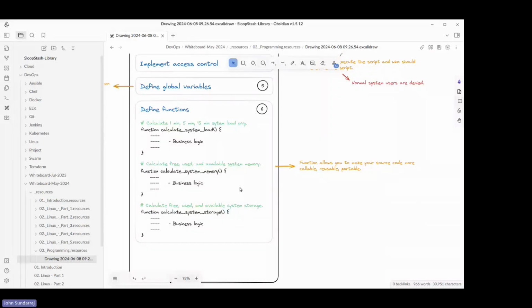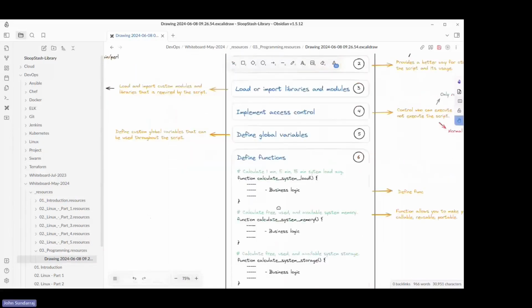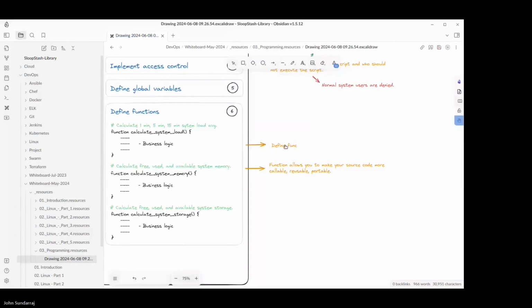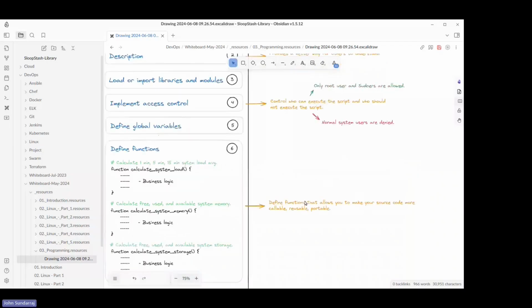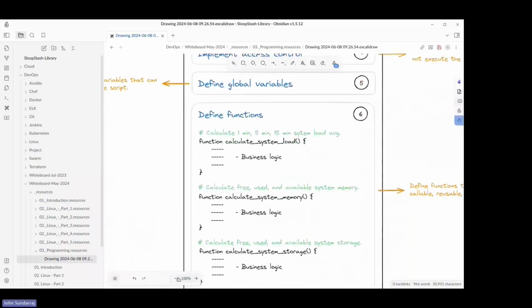That's the first thing. Now, this is what we generally call the definition of a function. If I want to put it in technical terms, I'll write it here. Define functions that allow you to make source code callable. Okay, and now we have come to the sixth step, the building block.